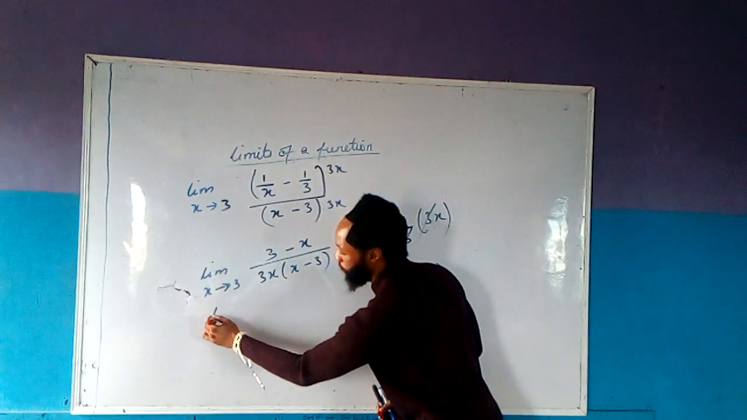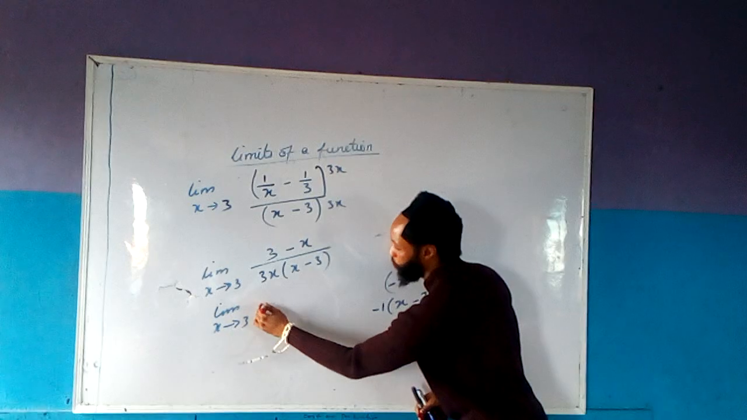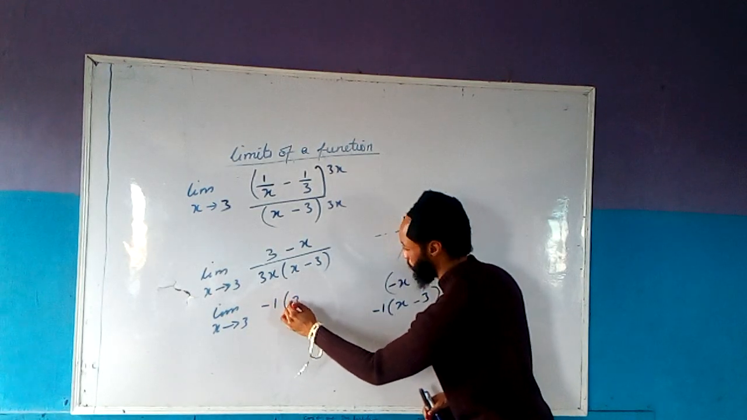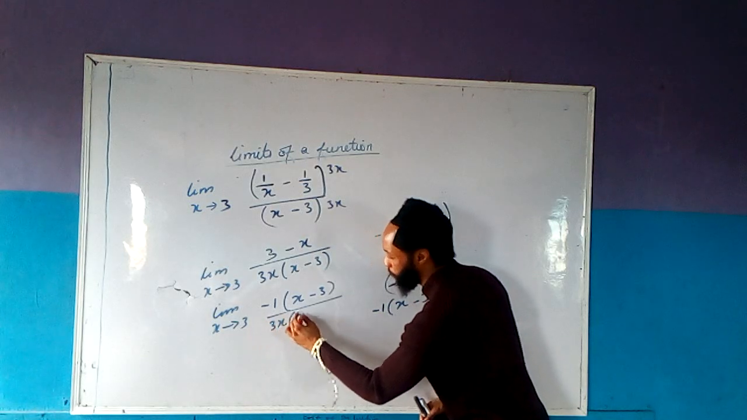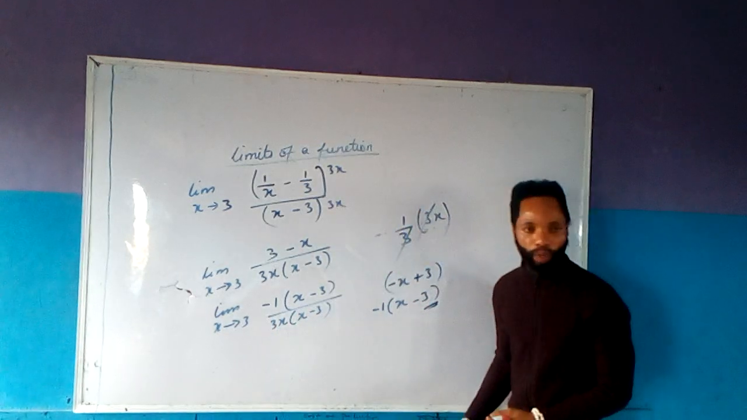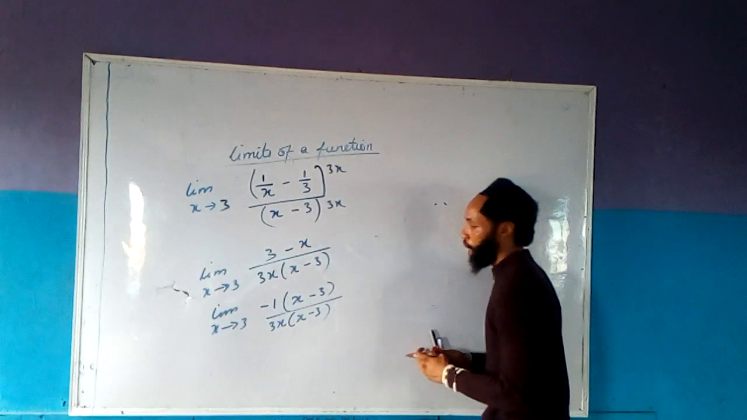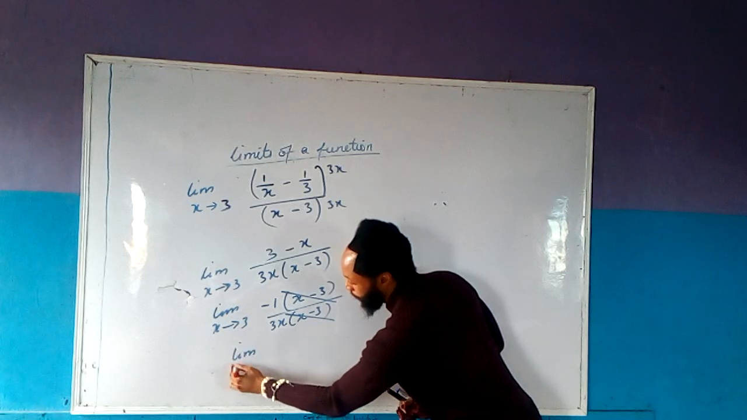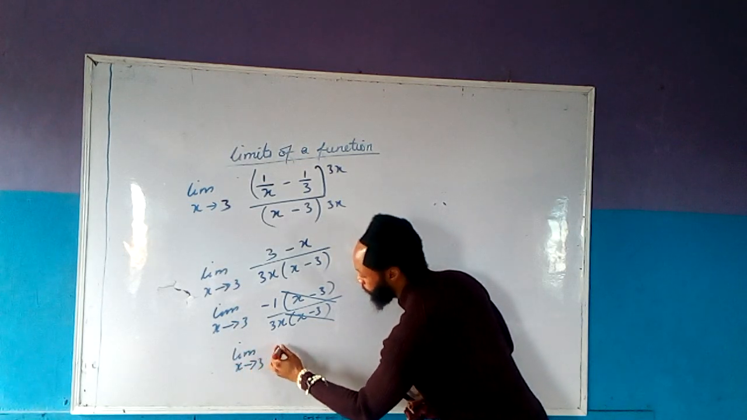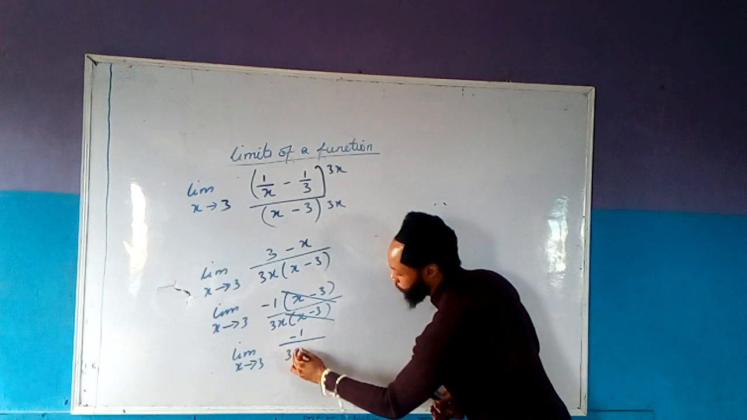So I can write it as the limit as x approaches 3 of negative 1 into bracket x minus 3 all over 3x into bracket x minus 3. Now what do we do? Let me print this out. I will cut this and this. What am I left with? The limit as x approaches 3 of negative 1 over 3x.